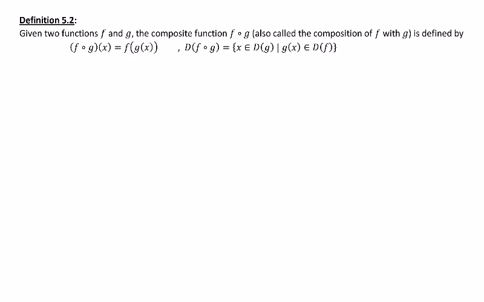Definition 5.2 is going to define for us mathematically what it means to be a composition. So there's some notation involved in this. It says, given two functions f and g, the composite function f composed with g. So I want to take a moment to clarify what's going on here with this notation.